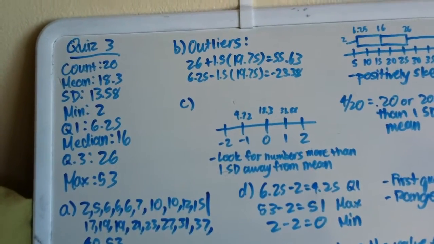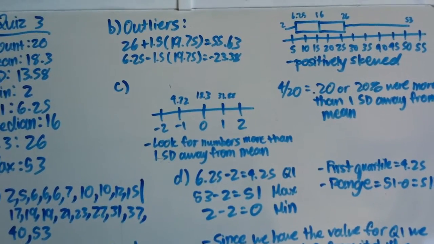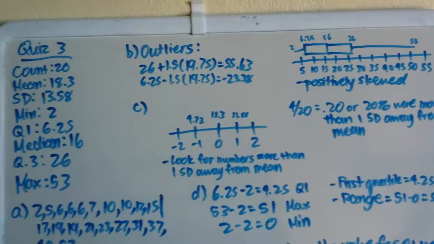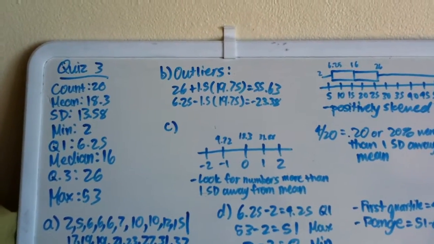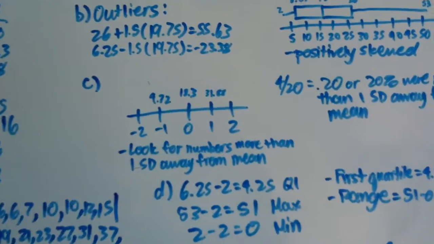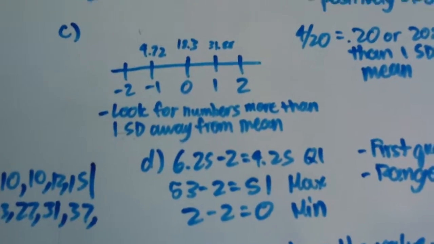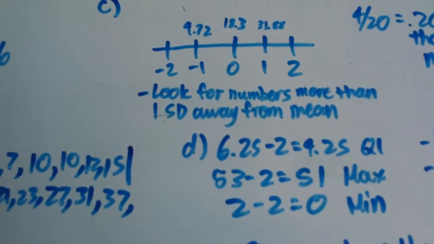18.3, and so in order to get the value for 1 standard deviation, you just add the standard deviation. So you add 18.3 plus 13.58, and you get 31.88, and from 18.3 you subtract 13.58 to get the lower negative standard deviation away from the mean, and it is 4.72.